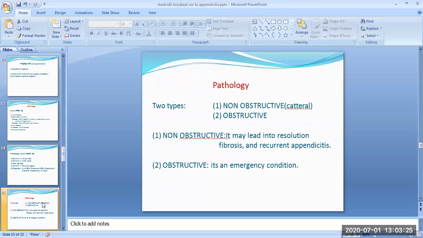Pathology: non-obstructive, which may lead to recurrent appendicitis. Obstructive, which is an emergency condition.